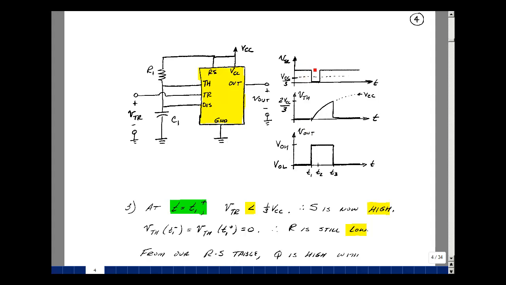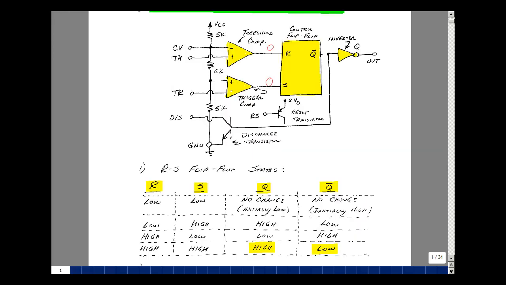Okay, so suppose now we get up to time t1, and just at t1 plus, what happens with the trigger? Well, it goes from something bigger than 1/3 VCC to something less than it. Suppose that this is just, say, VCC, and we just drop to 0. Okay, let's see what happens in our block diagram here. Let's erase these previous calculations that we did.